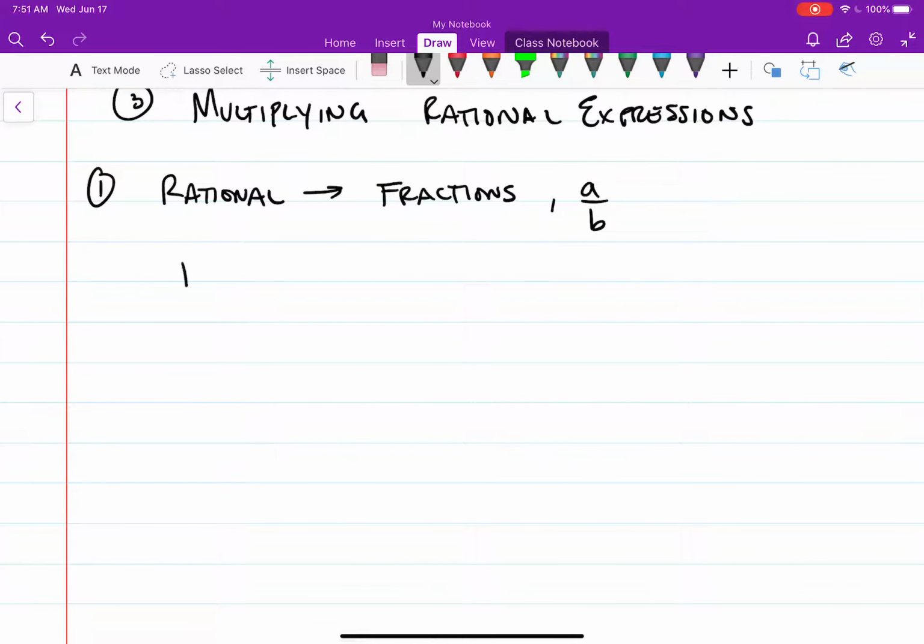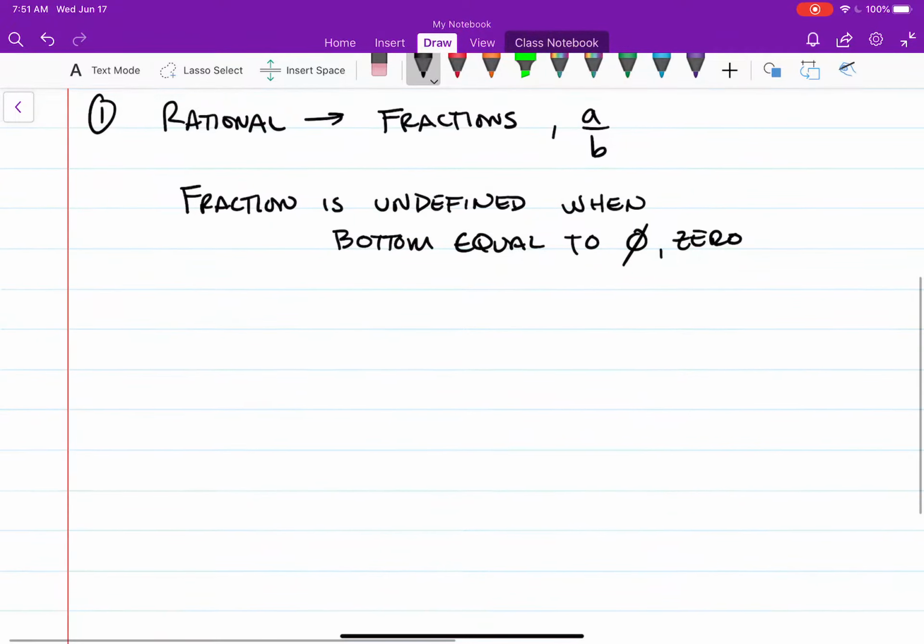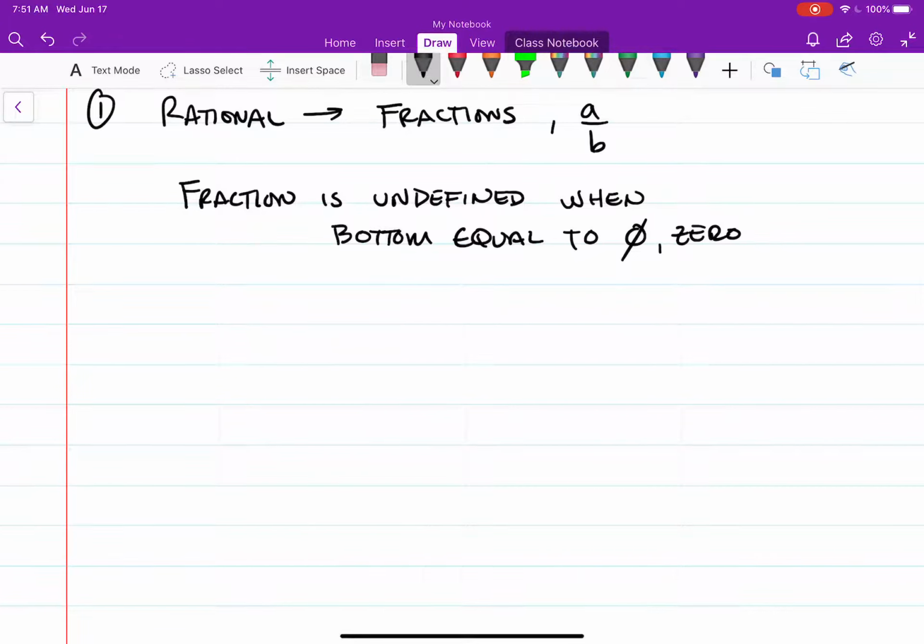So a fraction is undefined when the bottom, or the denominator, is equal to 0. Okay? When it's equal to 0. Actually, I probably shouldn't do this because there is another meaning in math with that. So 0, there we go.